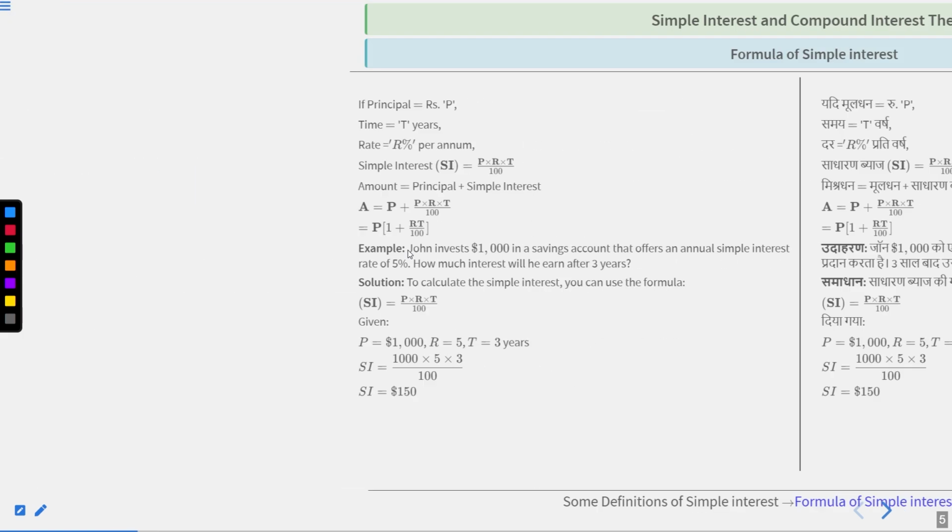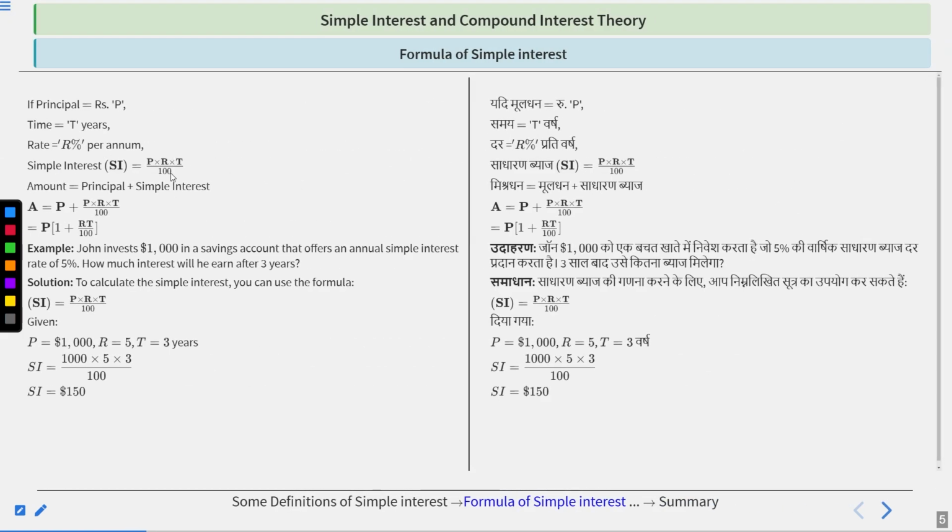Now, let's form the formula for simple interest. P represents the principal amount, T always represents the time, and R percent represents the rate of interest on our investment or borrowed amount. The simple interest formula is principal multiplied by rate multiplied by time upon 100, because the rate is in percent, so when we remove the percent sign, we divide by 100. The amount is the principal plus simple interest, so amount is P plus PRT upon 100. If we take P common, it becomes P times 1 plus RT upon 100.